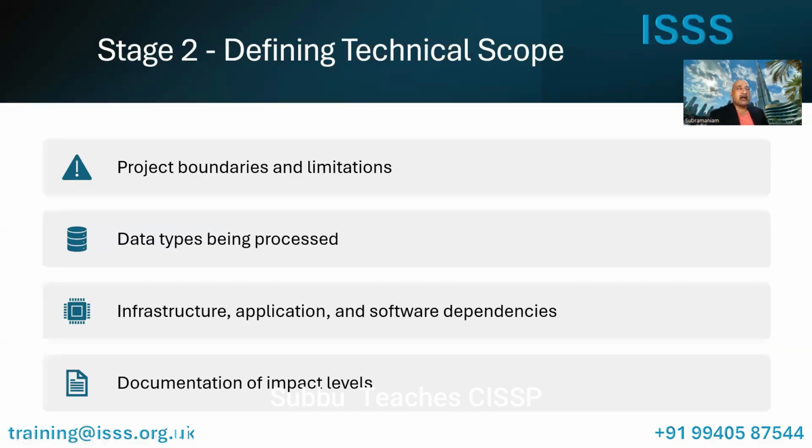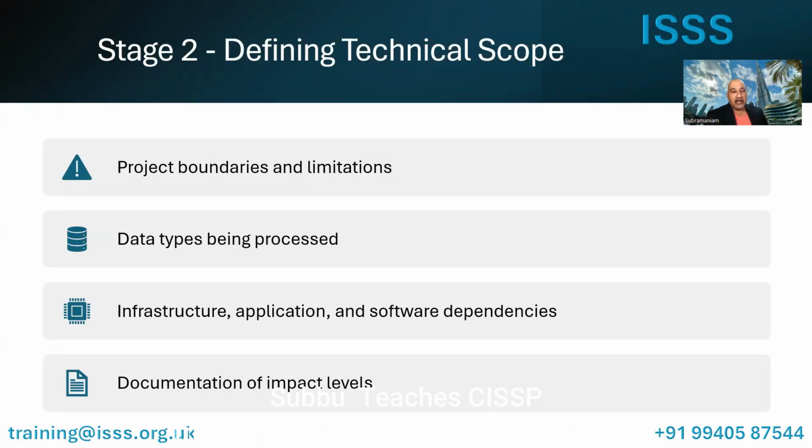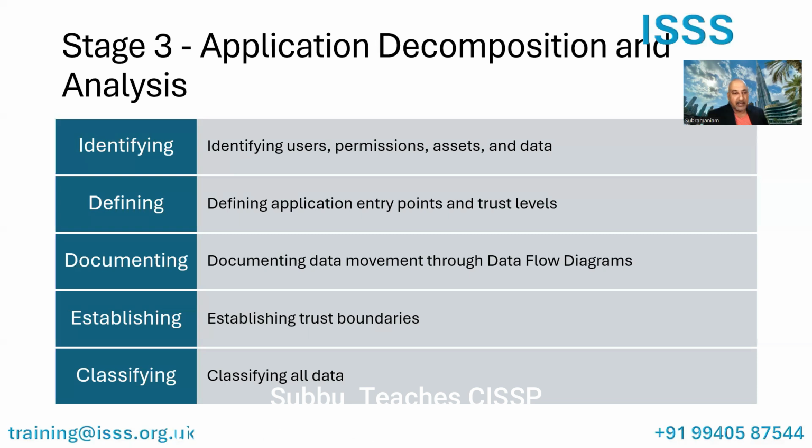Define the technical scope. Cardholder data and card data environment, with respect to PCI DSS, and personal data in transit and in use, and sensitive data in transit and in use addressed. That's going to give you the technical scope, as simple as that. So the data type, the process, infrastructure, documentation of the impact levels, application decomposition analysis, identifying the authorized users. Everybody else is unauthorized. Define the application entry points and trust levels. The classic scenario I told you is the internet banking that we actually discussed.